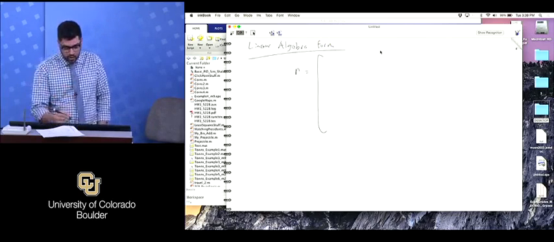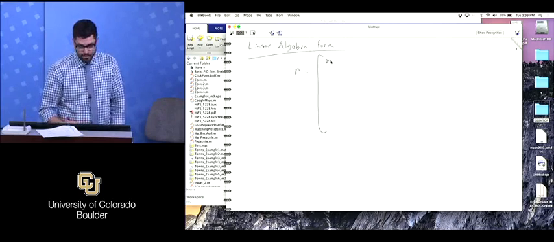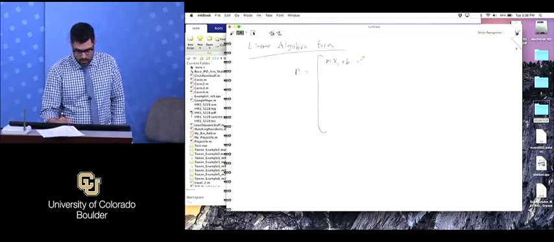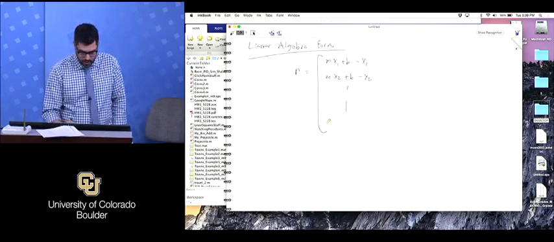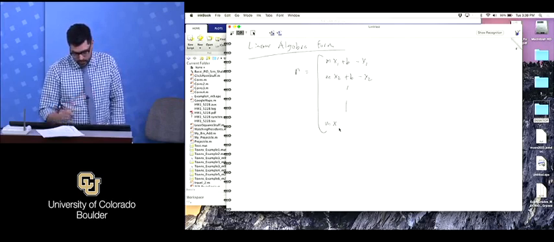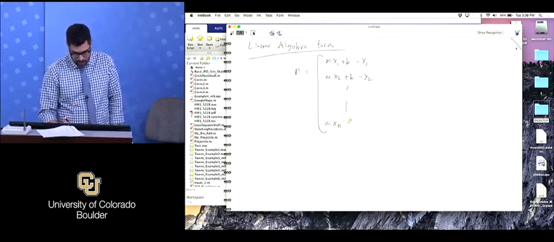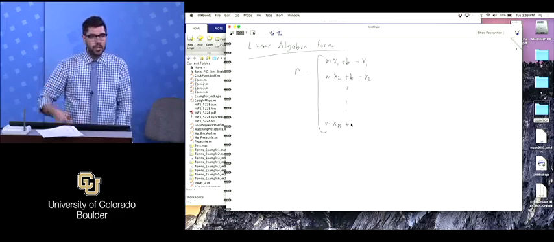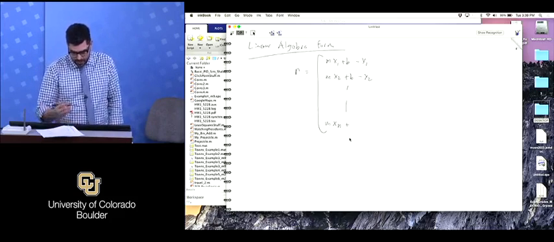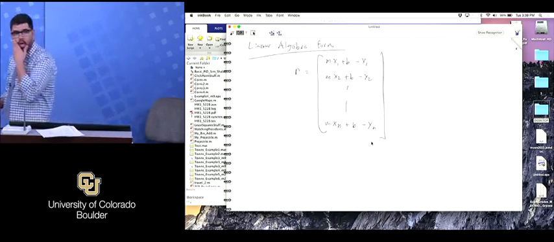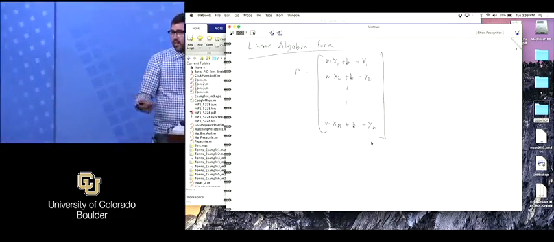Now the residuals are, and I'm just going to list them. All my residuals are m x1 plus b minus y1, m x2 plus b minus y2, dot dot dot, m xn plus b minus yn, because we're assuming there are n data points. We okay with that? I'm just listing them.